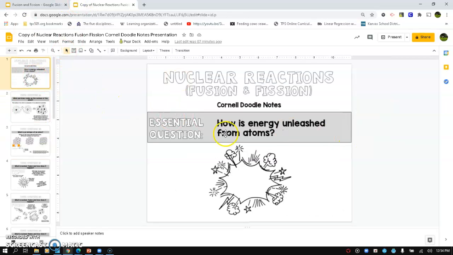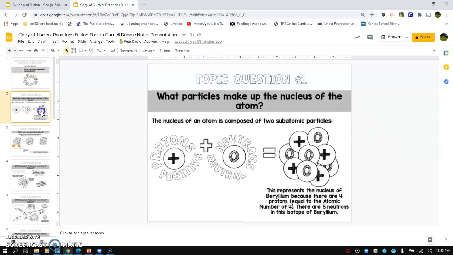So the first part is how is energy released from atoms? Now this is important because here in the state of Kansas we do receive energy from atoms. It's a very useful and very fundamental part of our energy grid. We are under the conglomerate of Evergy, which is part of Kansas City all through Kansas. Alrighty.